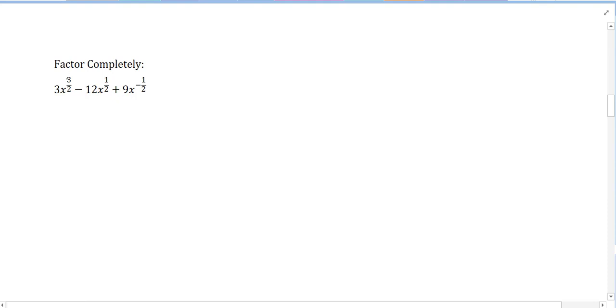Hi again. So in this video, we're going to continue reviewing for the chapter 1 test. And so we have this problem. We want to factor completely. So it's 3x to the 3 halves minus 12x to the 1 half plus 9x to the negative 1 half. So in class, well, in prior videos and in your homework, you had to do things like this.